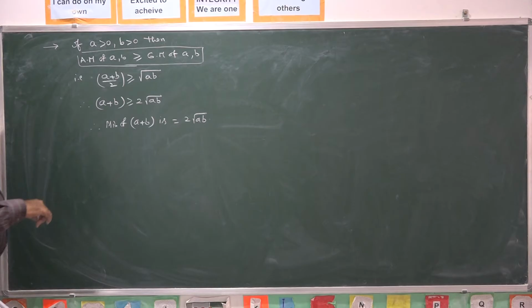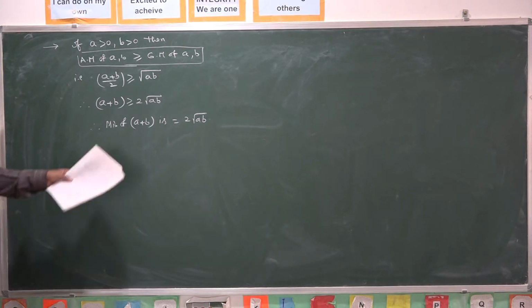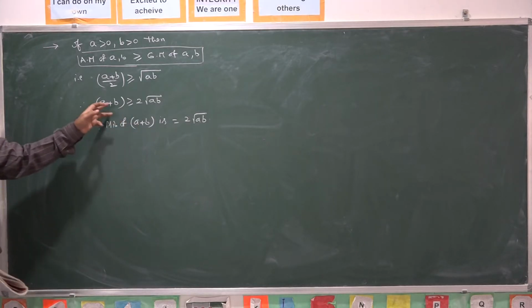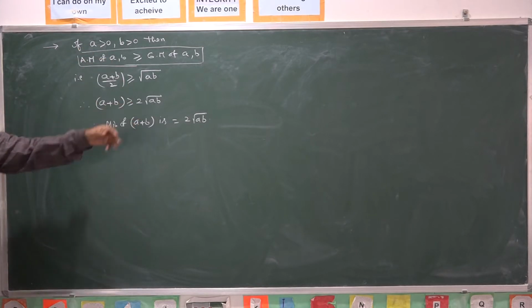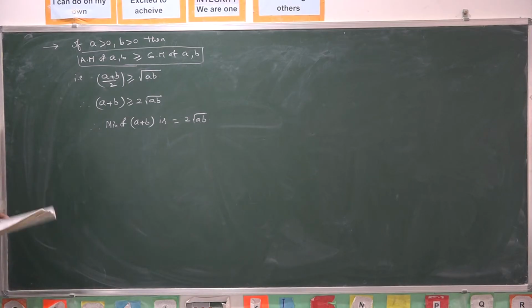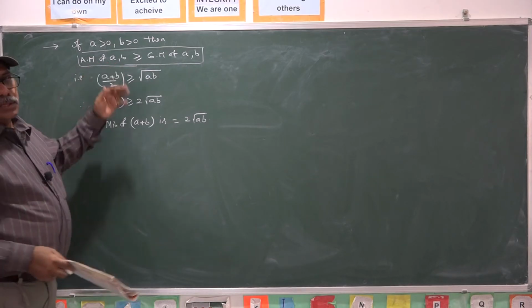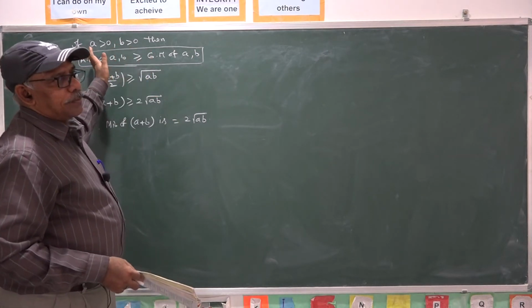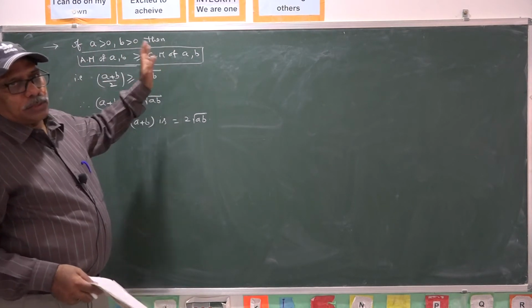The arithmetic mean of A, B is greater than or equal to their geometric mean. Based on that, you can find the minimum of A plus B for positive quantities, which is 2 root AB. This is known as the AM-GM inequality, the arithmetic mean and geometric mean inequality.